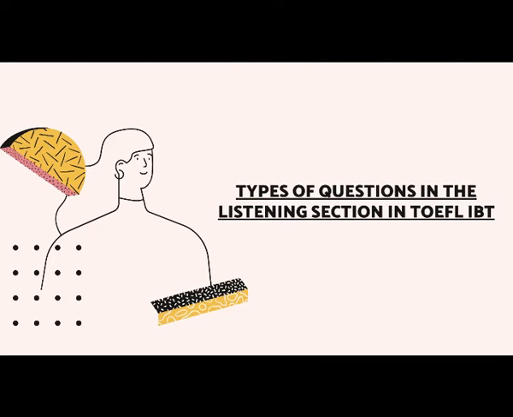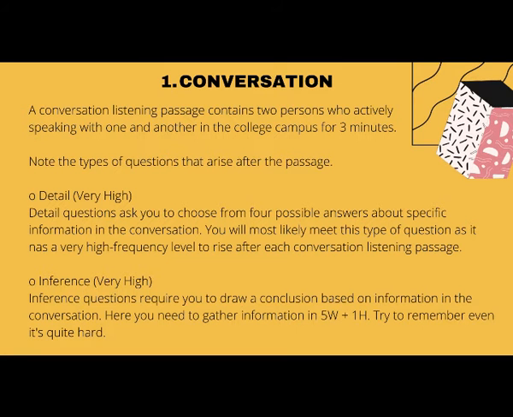Now, I will give you 10 types of questions in the listening section of TOEFL iBT. There are 2 sections here. The first is conversation and the second is lecture. A conversation listening passage contains 2 persons actively speaking with one another on a college campus for 3 minutes. For conversation, you can note the types of questions that arise after the passage.